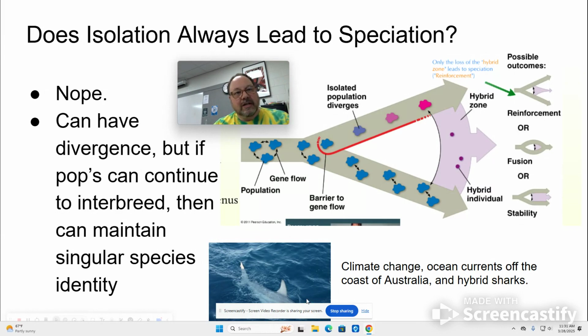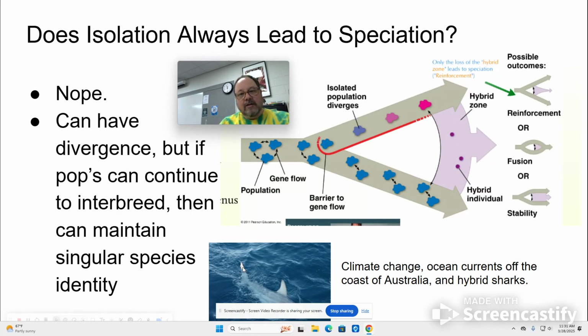There's an interesting example of this with a couple of shark species off the coast of Australia. There were these different shark populations that were treated as different species, but with climate change, patterns in water or ocean currents have occurred, and that's brought these shark populations together. And what do you know? They're producing hybrid offspring.